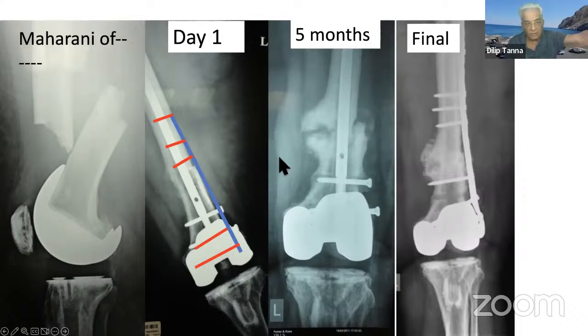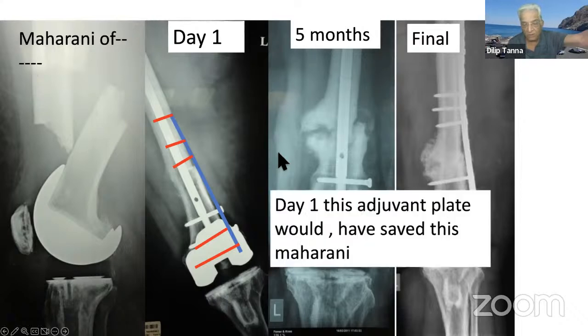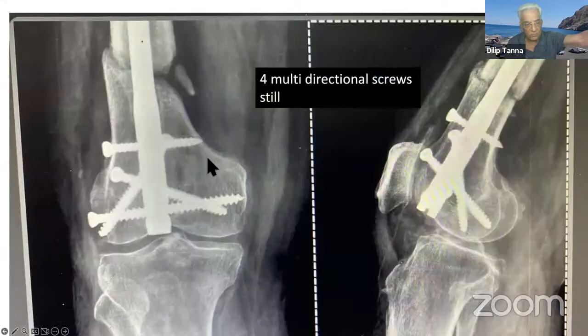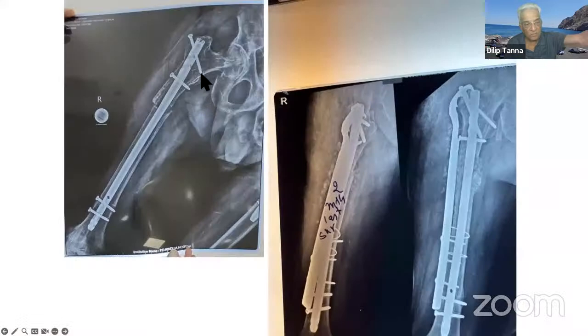So I feel there should not be any hesitation in doing a day one adjuvant plate. I am convinced that for a distal femur junctional fracture, the safest thing is a nail and an adjuvant plate. There should be no chances taken. This is the best way. You can see here, four screws distally, and it has still gone into non-union. That is the reason why you don't have to think about it.